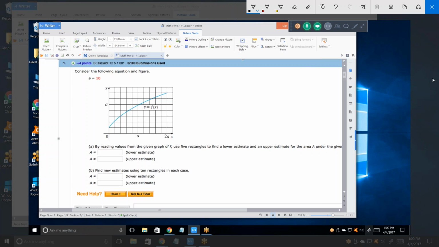Now, I'm not sure why they went out of their way to make this more confusing by labeling the x-axis some number of a and the y-axis some number of a, and then apparently in this case a is 10. Okay, so we have an x-axis that goes from 0 to 2a, which is 20, and a y-axis that goes from 0 to a, which is 10.